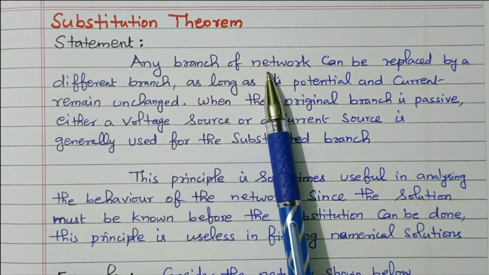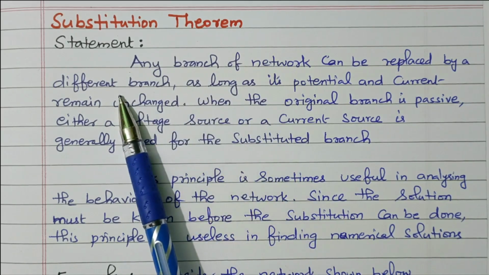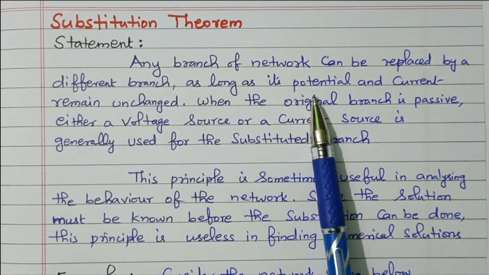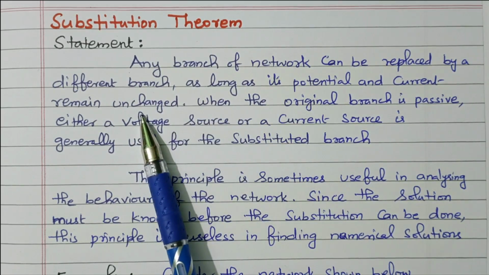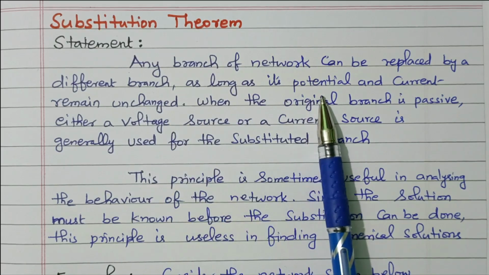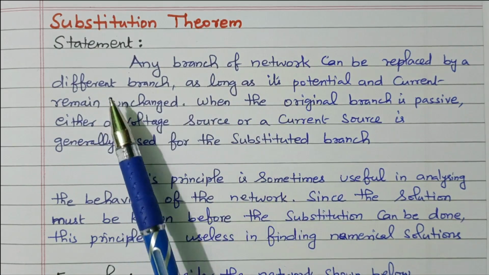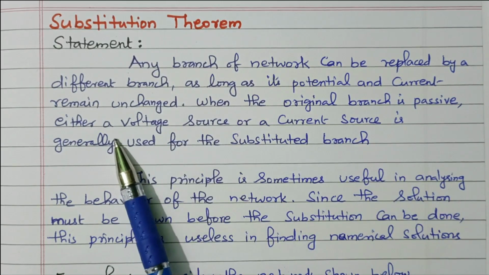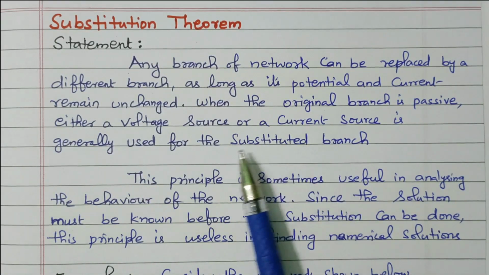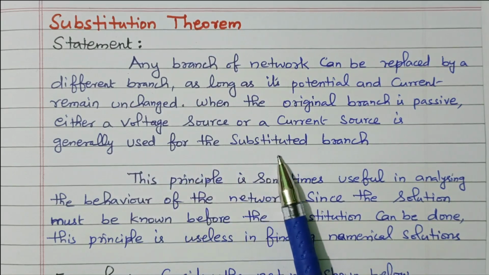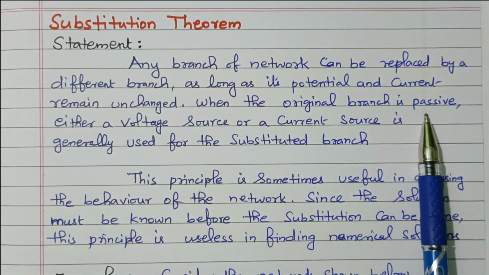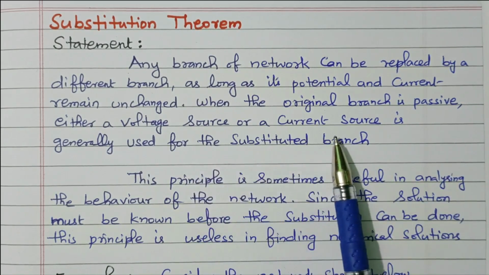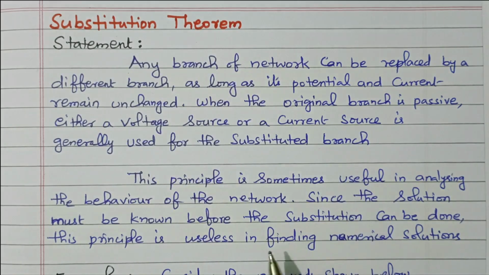So in any network we can change the branch from one branch to another branch, but the potential and current should remain unchanged. Without affecting potential and current, we can replace a different branch. When the original branch is passive, either a voltage source or current source is generally used for the substituted branch. So it should be passive.